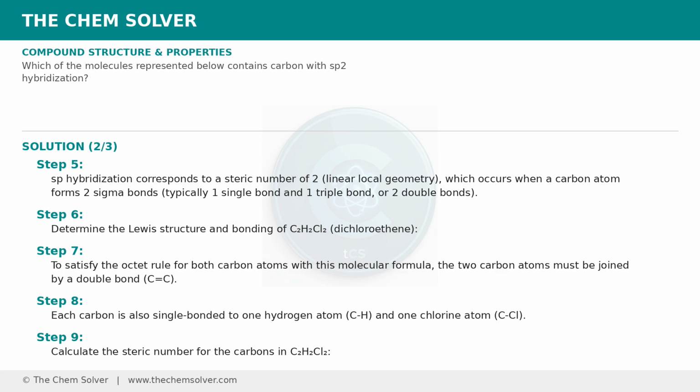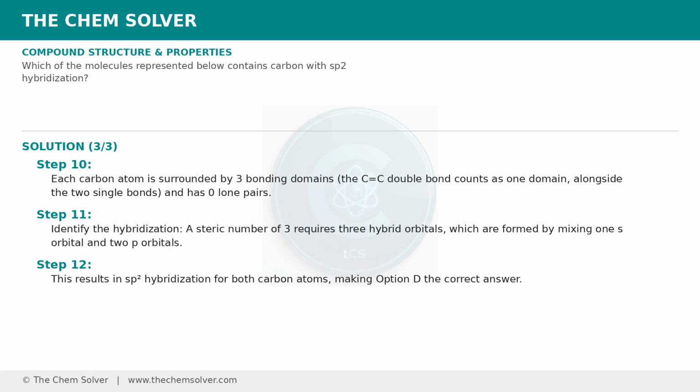Calculate the steric number for the carbons in C₂H₂Cl₂. Each carbon atom is surrounded by 3 bonding domains. The C=C double bond counts as 1 domain, alongside the 2 single bonds, and has 0 lone pairs.